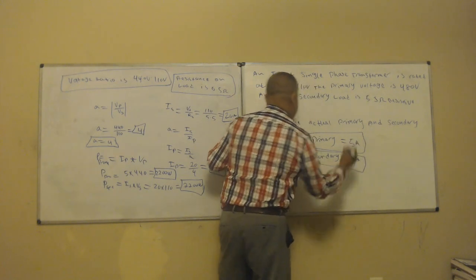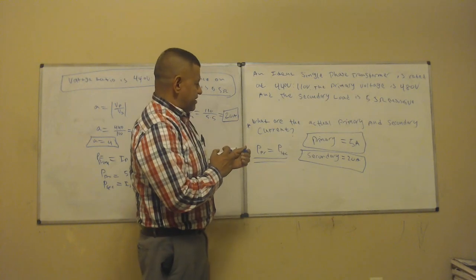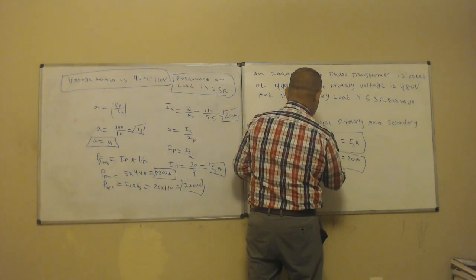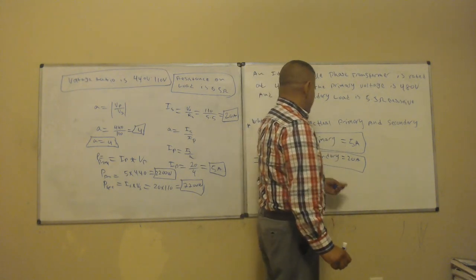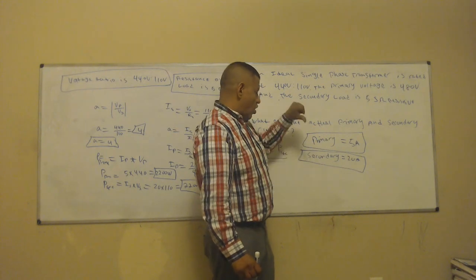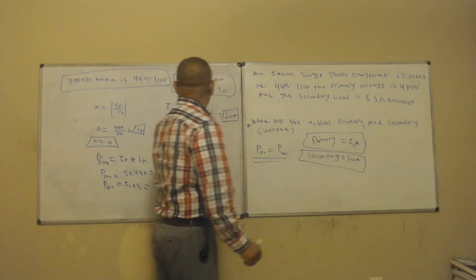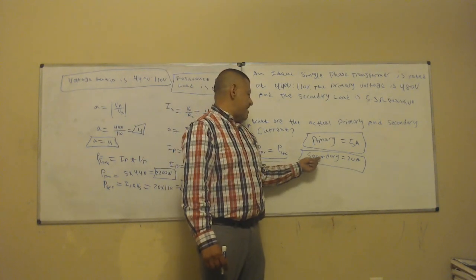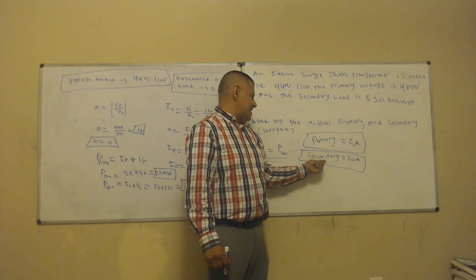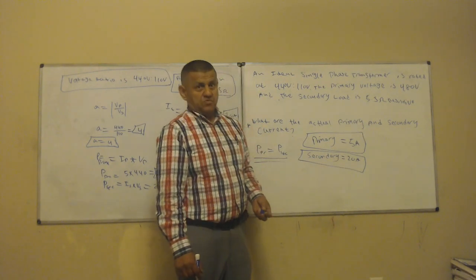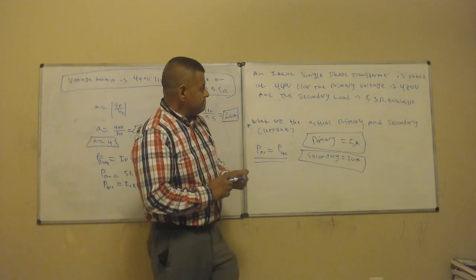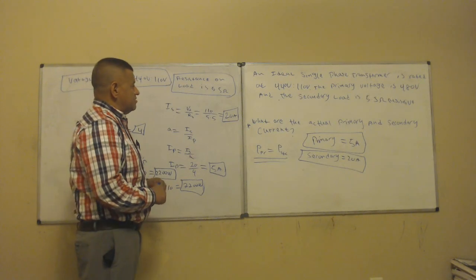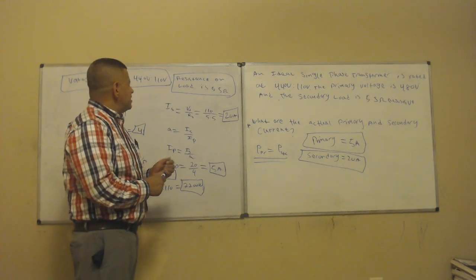Another thing that makes a lot of sense is that the higher the voltage, the lower the current. In the primary you have 440 volts. In the secondary you have only 110 volts, and you have 3 times more the amperage. Okay, so that's it for today on these little problems that we have done.